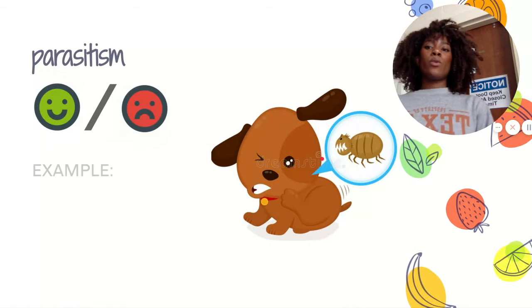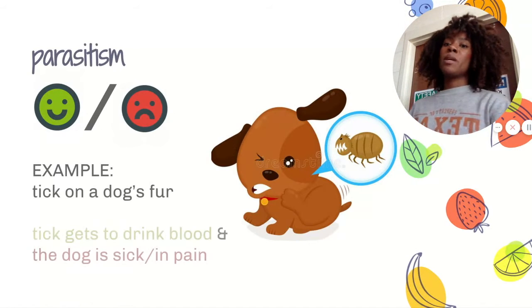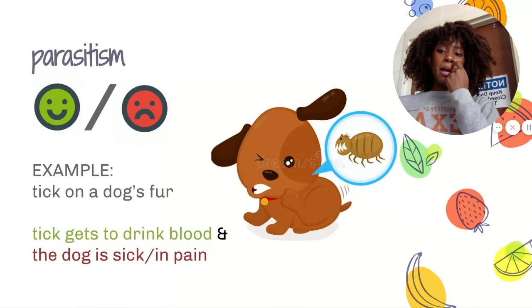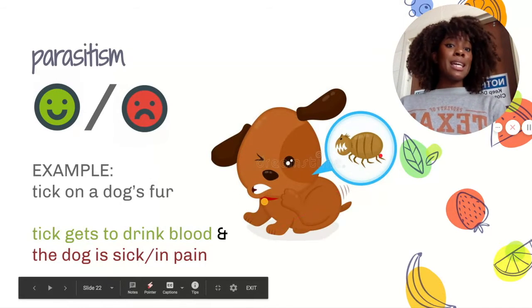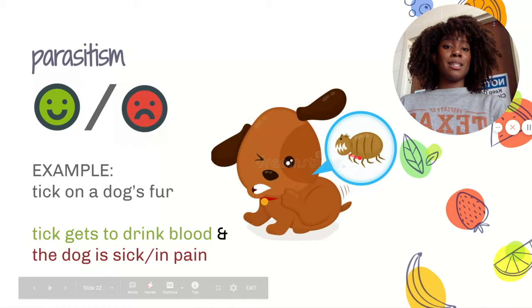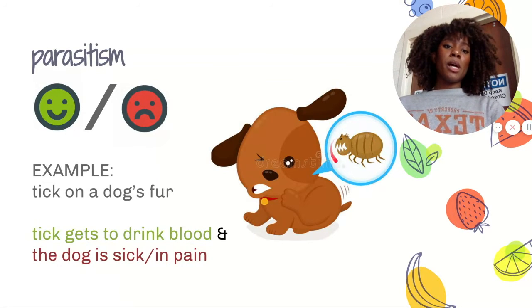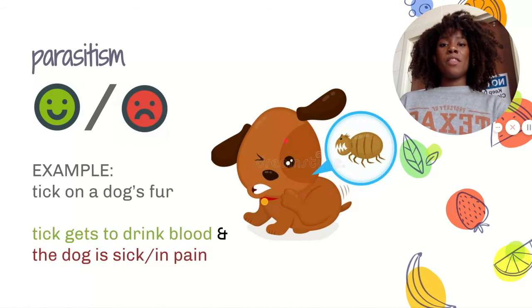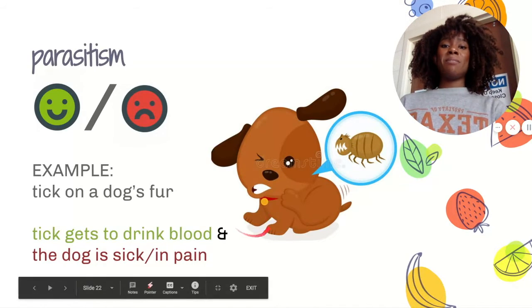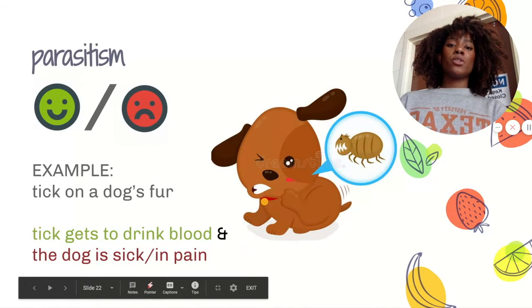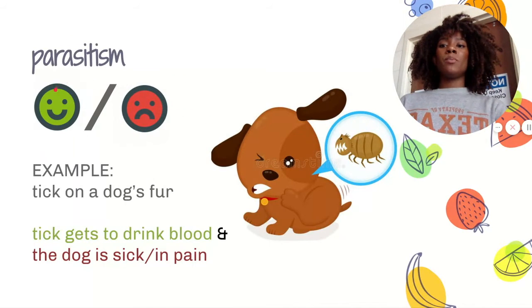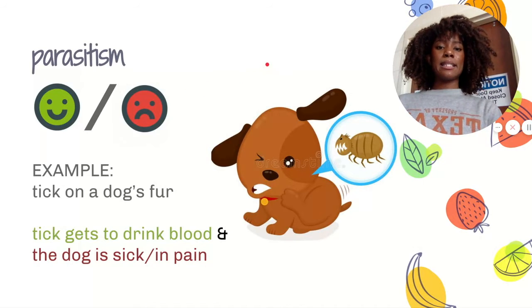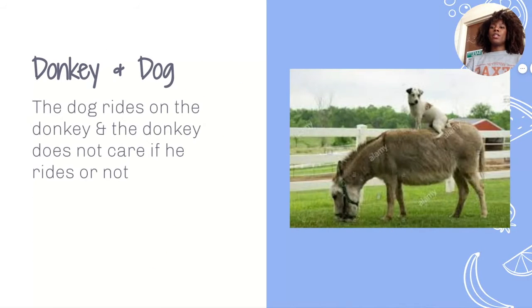Parasitism is when one organism benefits and the other one is being harmed, is being hurt. Okay? So for example, if that would be a tick on a dog's fur. The tick is happy. The tick is very happy because he's getting to drink blood, and drinking blood is what he likes to drink. While the dog is sickened and in pain and hurting. So the dog is actually the one that's being hurt, and the tick is the one that is being benefited. That is parasitism, parasites.